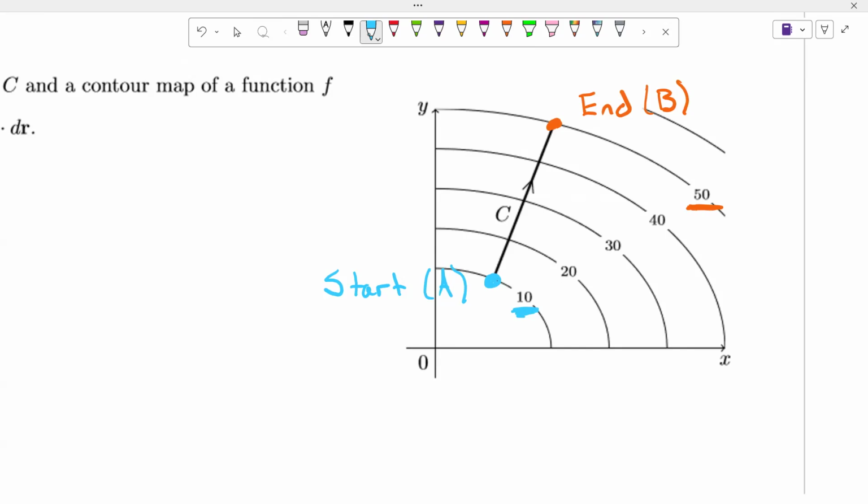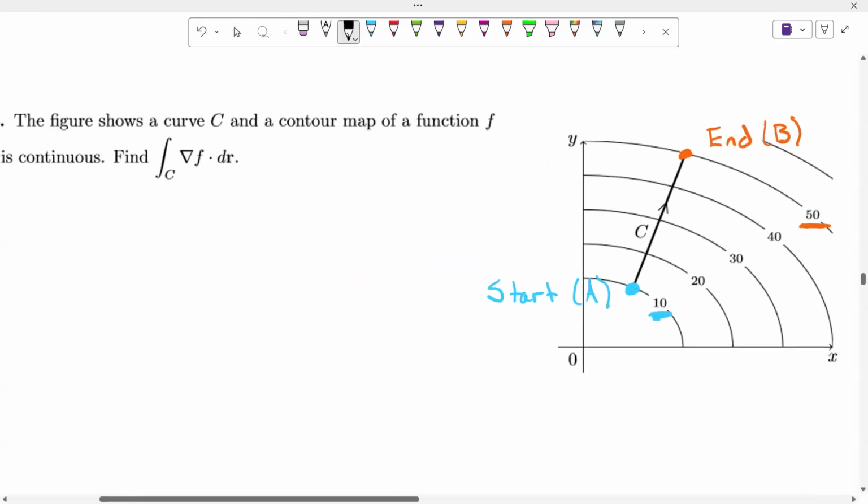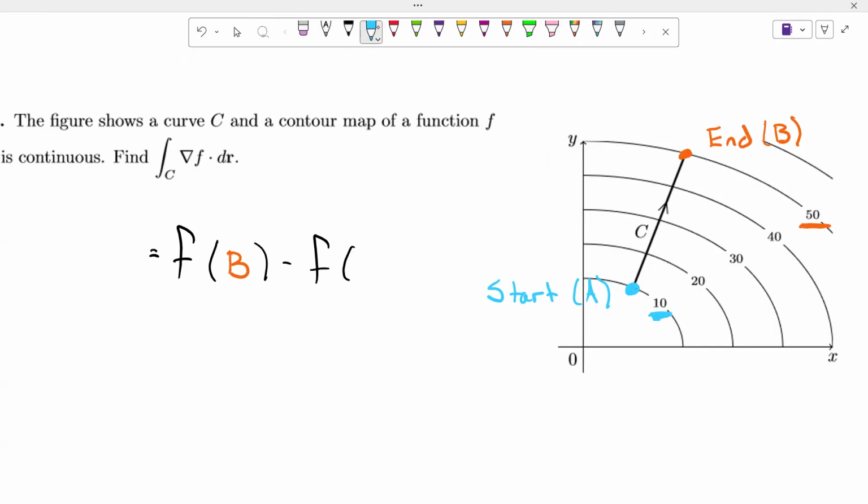Anywhere along that level curve of 50 means that my function is equal to 50 at any point on that curve. Same thing with my starting point. Any point along that contour line is equal to 10. So if I come back over here and look at doing f of b minus f of a, this is going to be 50 minus 10, which is 40.